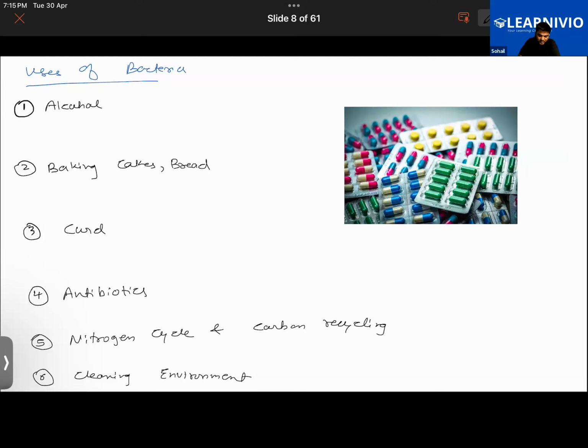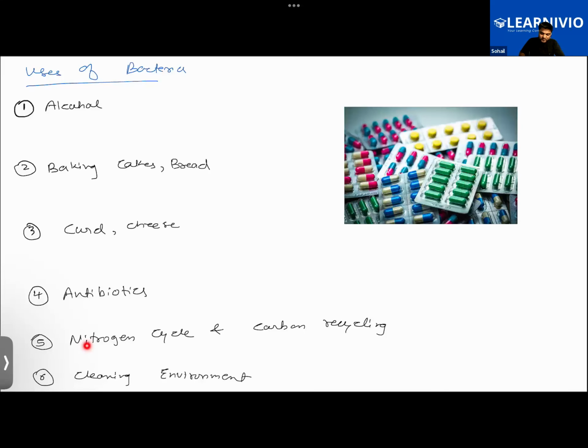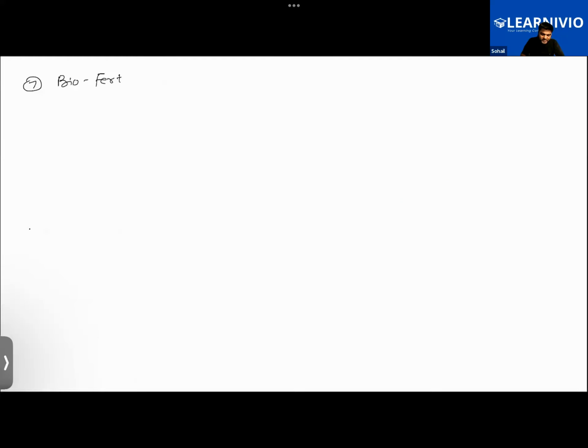Okay, now baking cakes, bread, curd. You can add in this cheese also. Getting it now. Then you have use of bacteria in agriculture also. Let me write it on the next page. We use it in the field of agriculture also. So Rhizobium bacteria is there in nitrogen cycle, no? So can it be counted? Yeah, under this it can be counted. It will be helping in the nitrogen cycle. Okay. So you have example of biofertilizers.